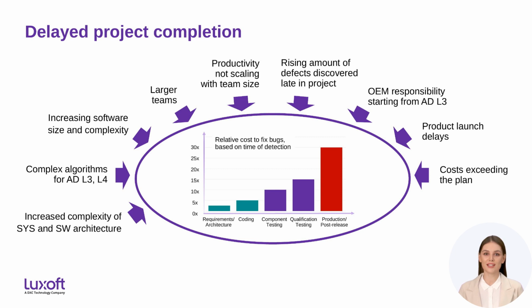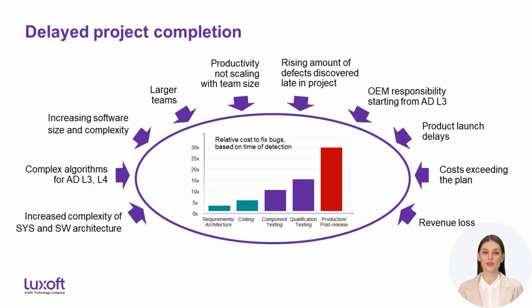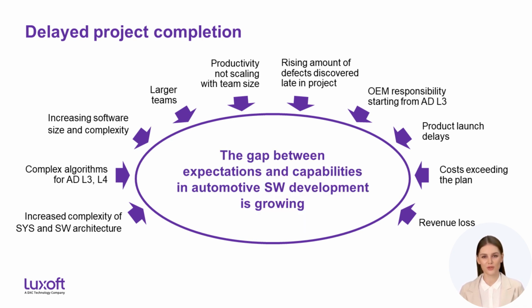Given that the full development team needs to be maintained until the end of the testing phase, also the development costs can easily exceed the plan. Finally, the delayed start of production may also cause a part of the expected revenue to be lost. The end result of delays in product launch, unbounded development cost, and lost revenue is clearly not acceptable from the business point of view. Yet the gap between the demand and the capabilities in automotive software development is only expected to grow in the upcoming years. It is therefore imperative to act now and start closing this gap.